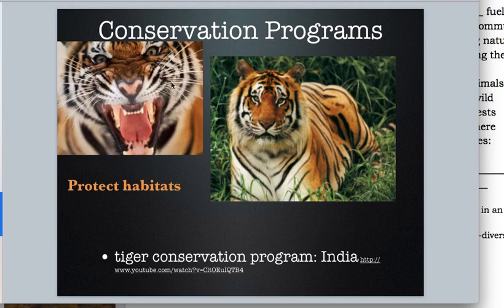Conservation programs. India has large protected lands where you cannot go and hunt a tiger. If you get caught, it's kind of steep. If they catch you in the act, they just shoot you. But these programs are set up and they have these motion censored cameras all over the place to see if people are coming in, but it tries to give the tigers a place where they can have a habitat and don't have to worry about human encroachment so they can still survive.